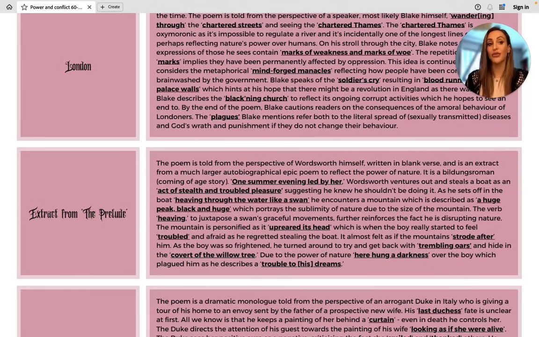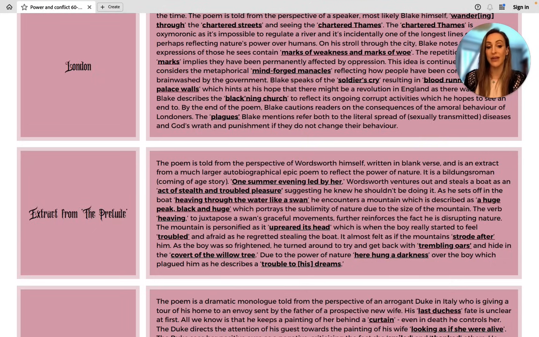Extract from the Prelude. This is one that a lot of students struggle with, but it's actually very, very straightforward. So the poem is told from the perspective of Wordsworth himself, written in blank verse, and is an extract from a much larger autobiographical epic poem to reflect the power of nature. It is a Bildungsroman. That is a German borrowed word, which means a coming-of-age story.